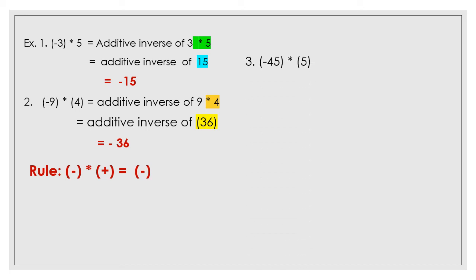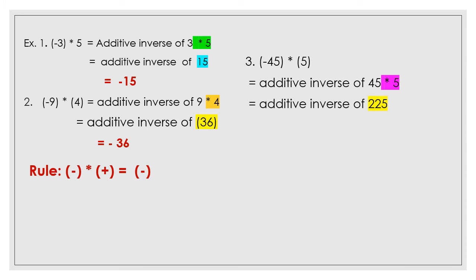Next, we have negative 45 times 5. So, itong negative 45 ay additive inverse of 45. Then, times 5. So, 45 times 5 ay 225. And the additive inverse of 225 is negative 225.